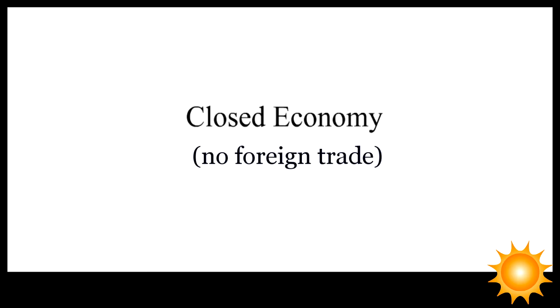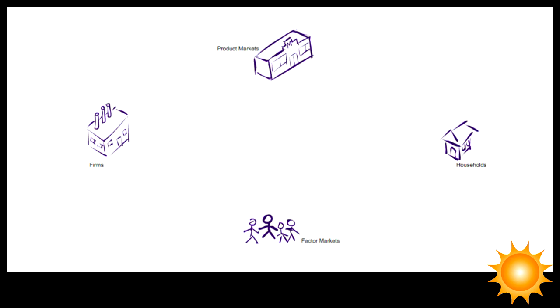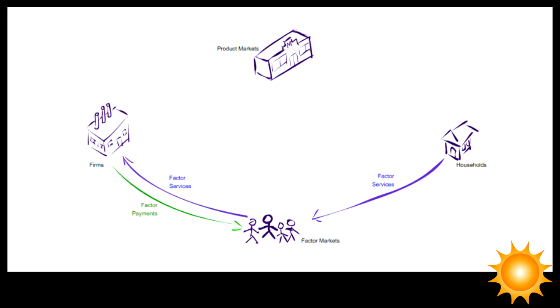Let's assume we have two sectors to start with in a simple closed economy, namely the households and the firms. And these two sectors are linked by two markets, the factor markets and the product markets. Households provide factor services via the factor markets to the firms. In return, firms pay households for the factor services.